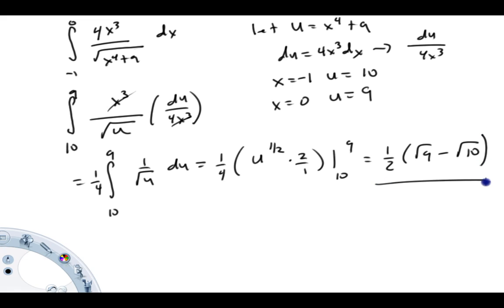Now, I was glancing this over as I was writing it out. Root 10 is bigger than root 9, so this product is negative. Don't let that bother you necessarily. Notice that for this function on the interval minus 1 to 0, x to the third is negative. So the function has negative values everywhere in this region, which is why that integral came out negative. I just thought I would point that out.